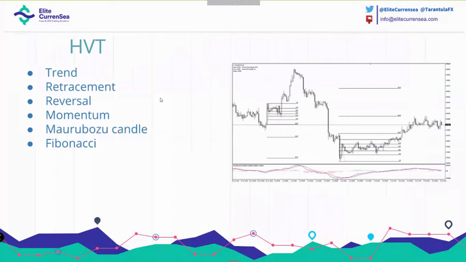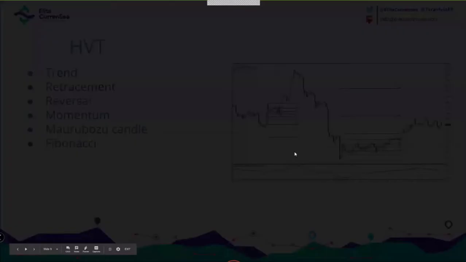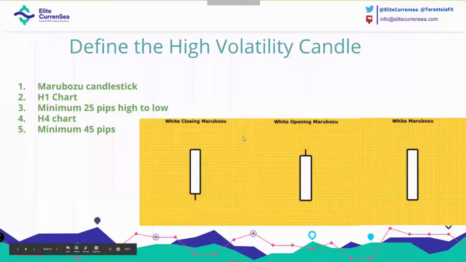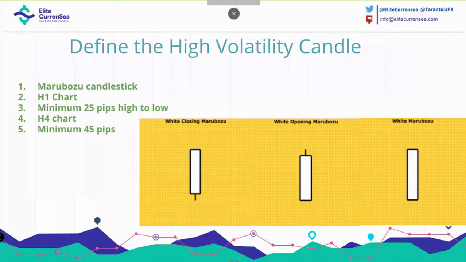Now, let me define what Marubozu candle is. It's a high volatility candle. On 1 hour chart, it has to have a minimum of 25 pips from high to low, or low to high, doesn't matter. It needs to have minimum 25 pips. On 4-hour chart, it should be minimum 45 pips. And then basically you need to spot momentum candles, Marubozu candles like this one.